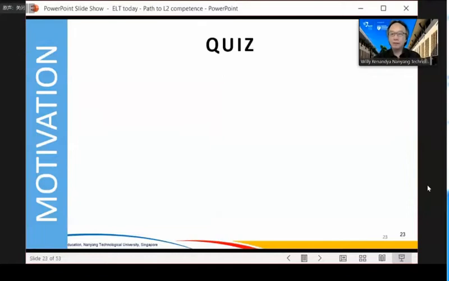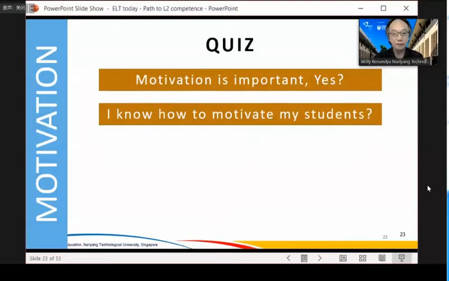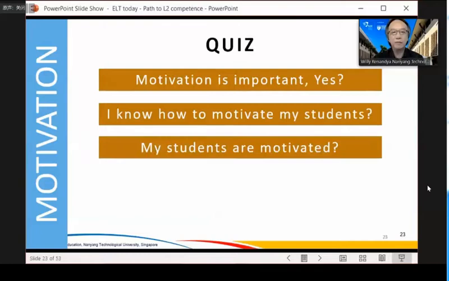Let me give you a quiz. Number one, motivation is important, yes? I'm sure you will say yes together with me. Number two, I know how to motivate my students. I hope you do, but after talking to many teachers from different parts of the world, a lot of the teachers I've spoken to say that they know very little about how to motivate their students in the classroom. They know that motivation is important, but in terms of the actual technical skills they need to use in the classroom, they know very little.